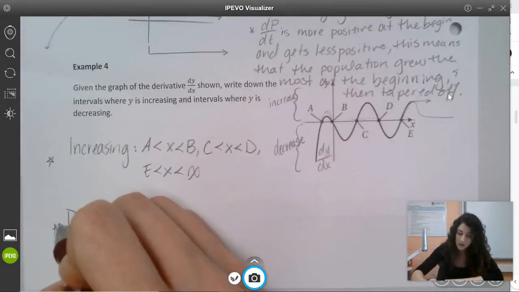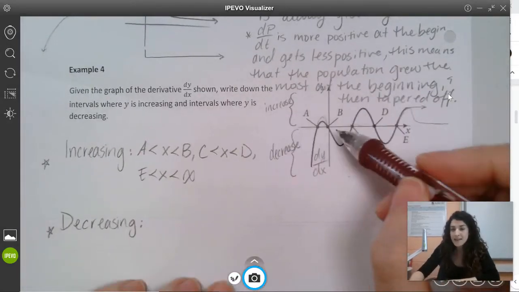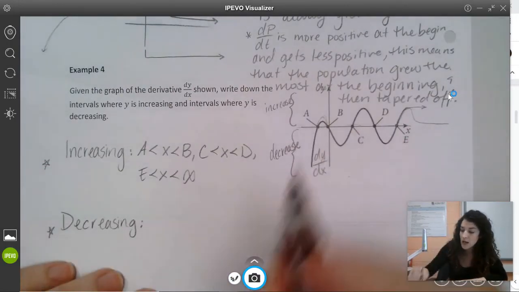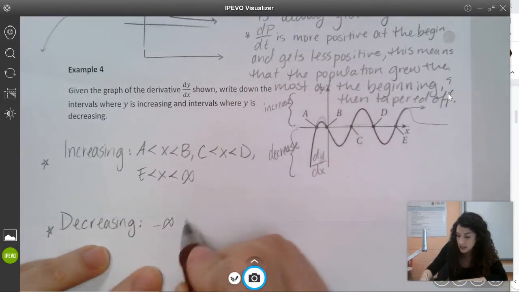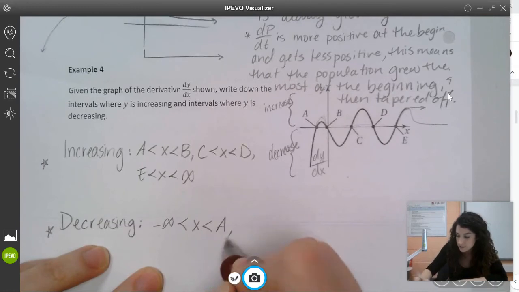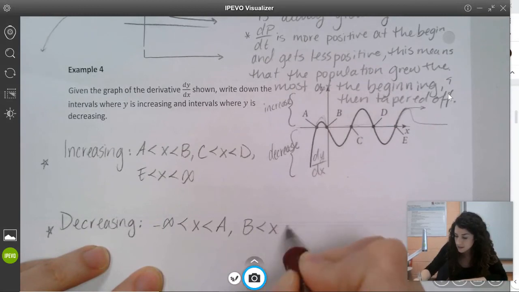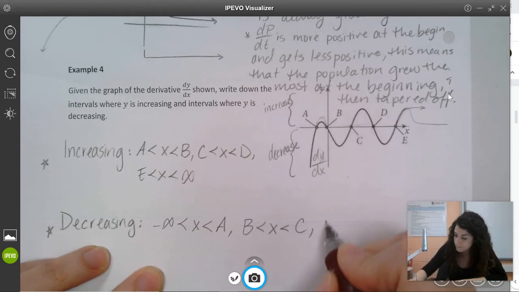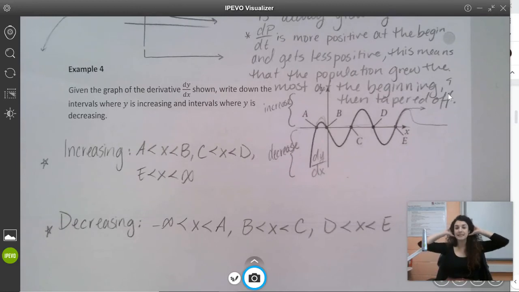Go ahead and try again now with your decreasing. Your function is decreasing when the derivative is below the x-axis. So it's below the x-axis from negative infinity all the way down here to a. And then it's below the x-axis between b and c. And then it's below the x-axis between d and e. And those are your three intervals where it's decreasing on the original function.